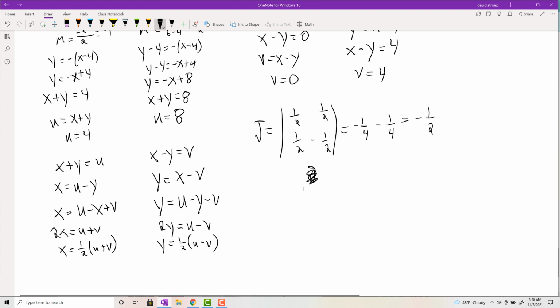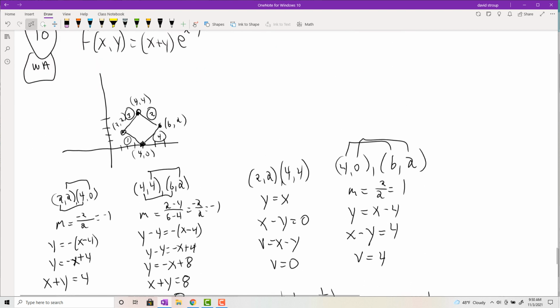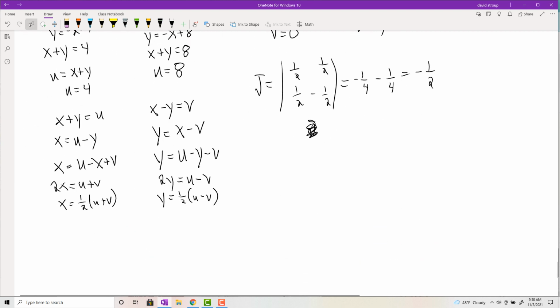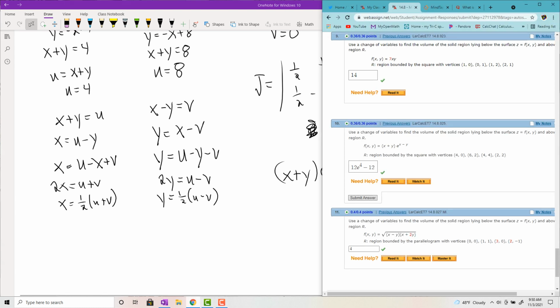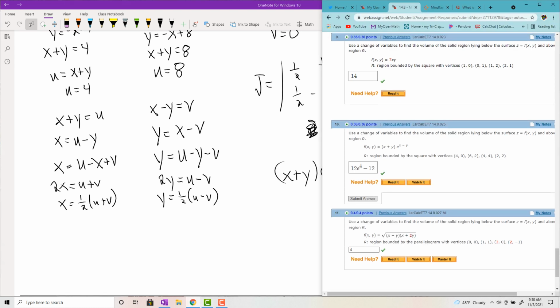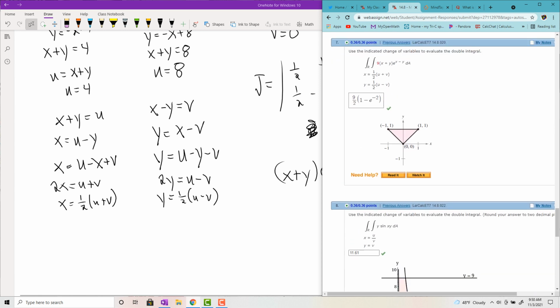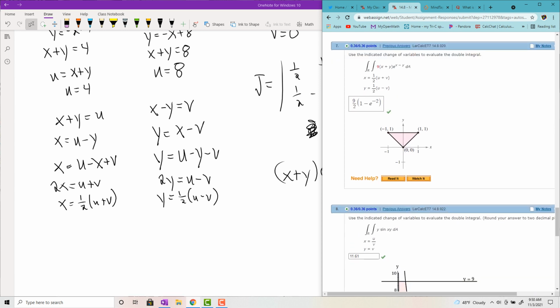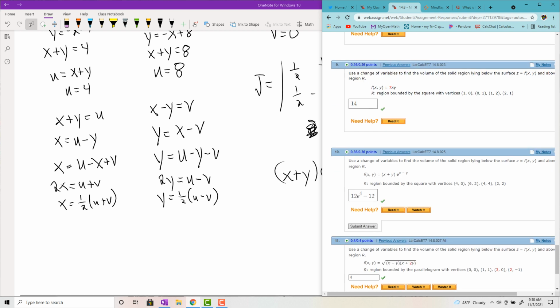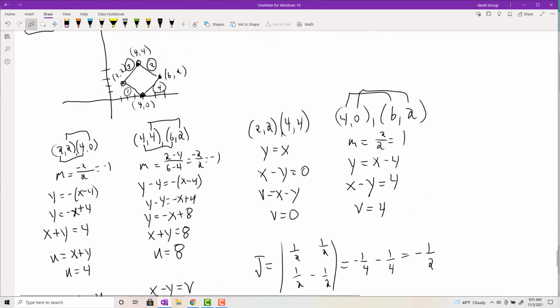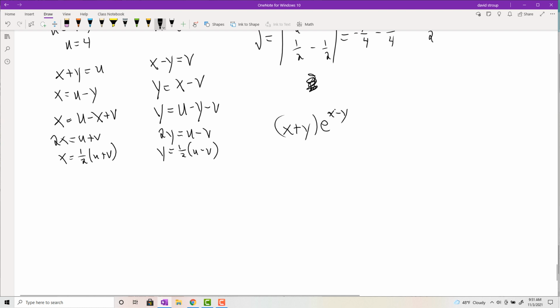So what the heck was the integrand? x plus y times e to the x minus y. Was that really it? I guess. So it's going to be a lot similar to this one up here. It's probably the same problem. So, okay, whatever. So here I go at the double integral of that thing.